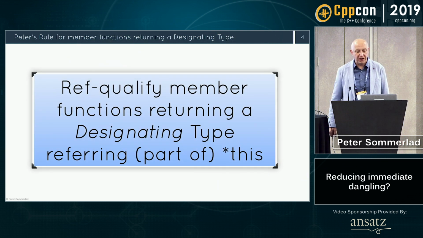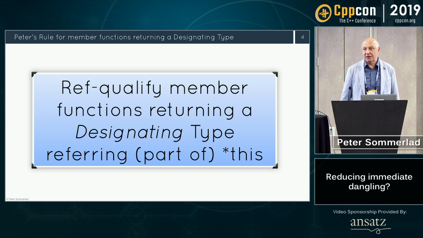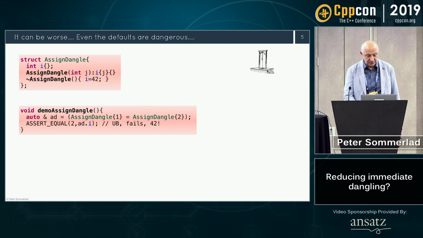So ref qualify member functions returning a designating type, and maybe we should write a proposal to make the default assignment operators ref qualified, because they return star this, and that can be a temporary transmuted by the assignment operator to an L value, like here.